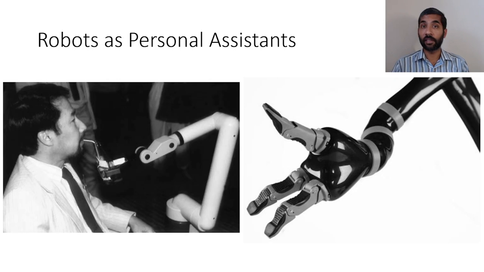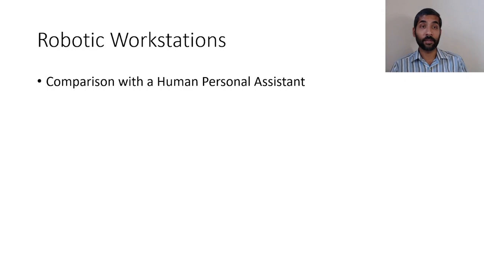You could have a little bit more detailed things. So for example, here the robot is offering this person a drink to have. A robot may turn the pages of a book for me, and things of that kind. So you can have robots as personal assistants, and they can be of a great help to people who have disabilities.